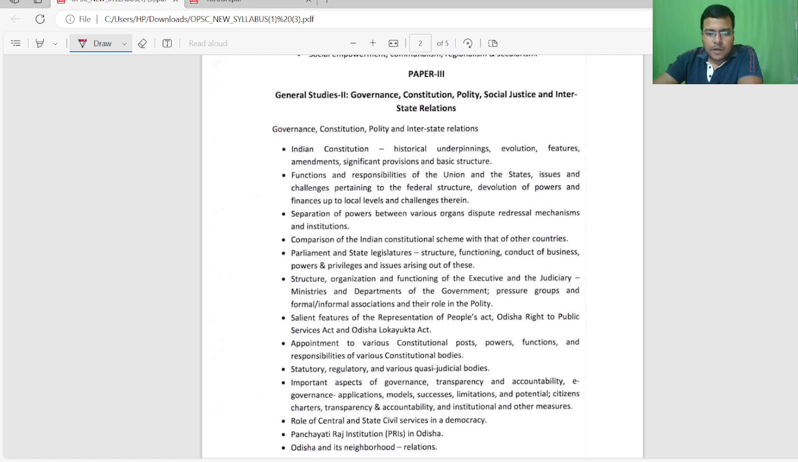So today we'll start Indian polity and governance, which is paper 3, General Studies paper 2, where governance, constitution, polity, social justice, and interstate relation we will deal with. Okay, so it is different from earlier. Earlier it was only polity, Indian polity and constitution. Earlier we only needed to read polity and constitution, but now the focus is on governance.